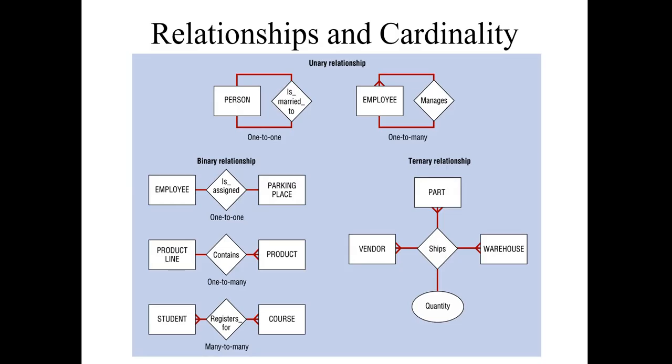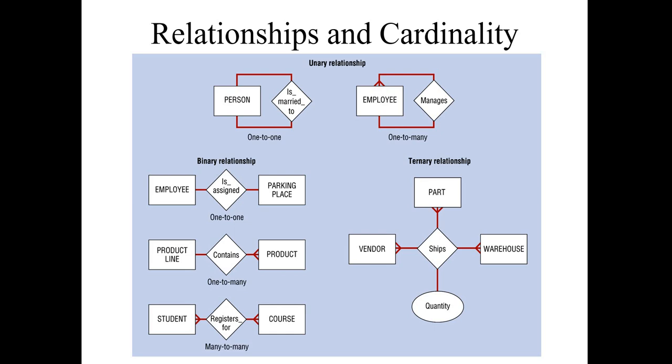You may have a look with the help of these pictures, so you can better understand what relationship and cardinality are. A person is always married to one other person, so one to one relationship. There is one manager and many employees, so one to many. In a binary relationship, an employee is assigned a parking place, one to one. A product line contains many products, one to many. A student registers for many courses, many to many. So many students are registering for many courses.